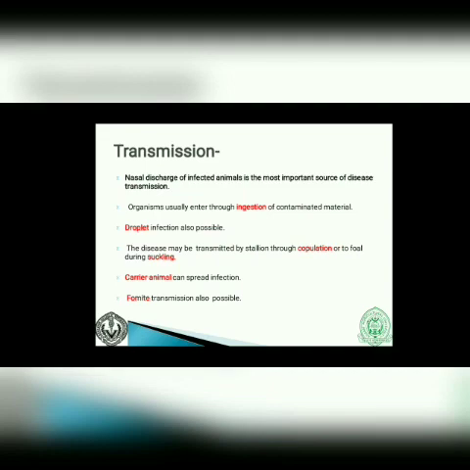The transmission of this disease can occur through nasal discharge, which is the most important source of disease transmission. It can also occur through ingestion of the contaminated materials, through droplet infection. The stallion may transmit the disease during copulation, and the foal might get the disease during suckling. Carrier animals can also act as a mode of transmission, and fomite transmission is also possible.